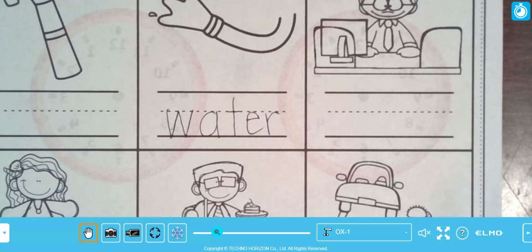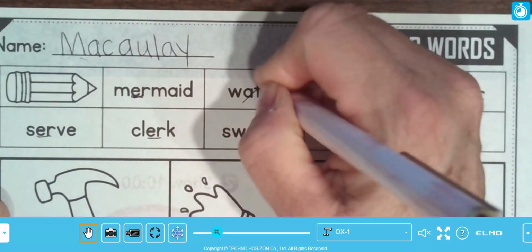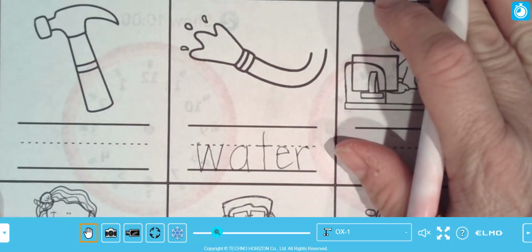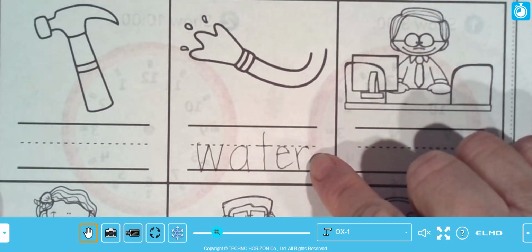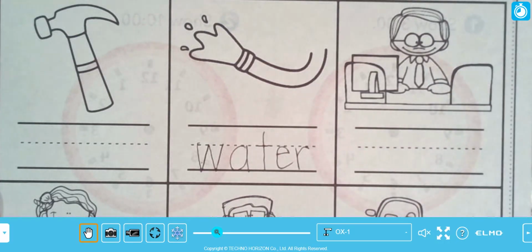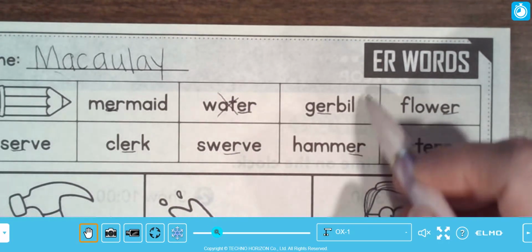Okay. I was thirsty, so I drank some water. Okay. Now that I finished writing the word water, I'm going to cross it off. If, however, you did not finish writing the word water, pause it now. Pause the video now so you can finish writing it down. Okay, let's move on to this one.